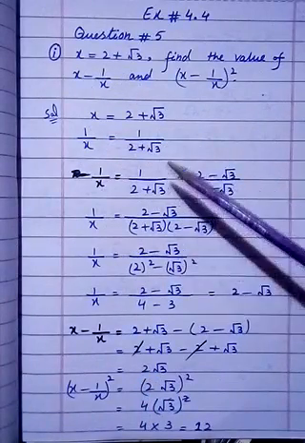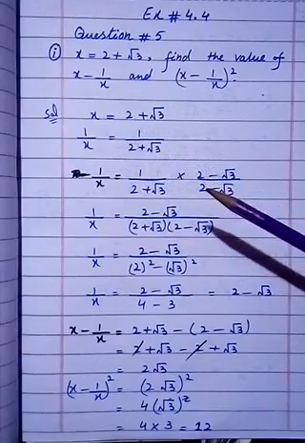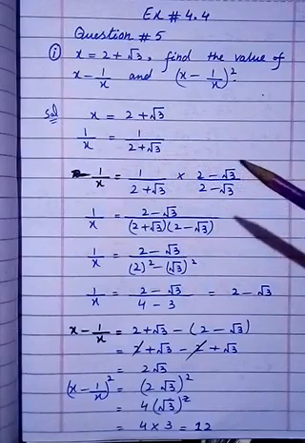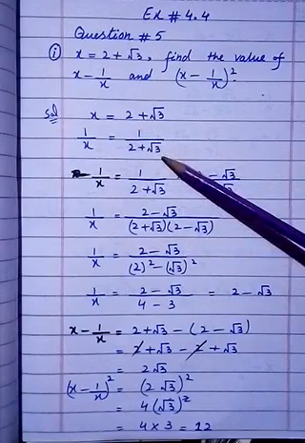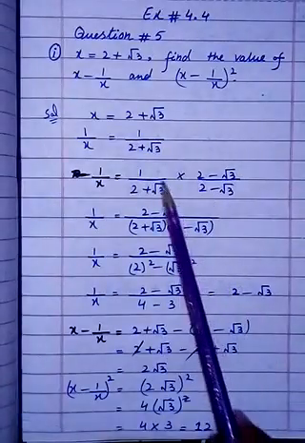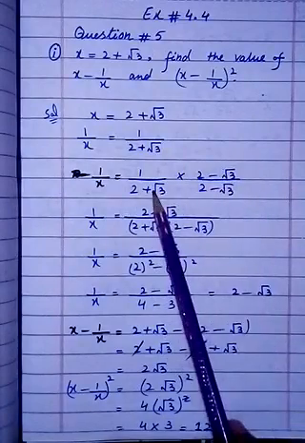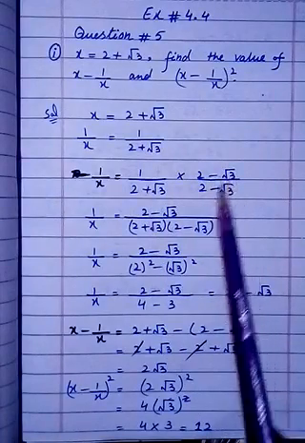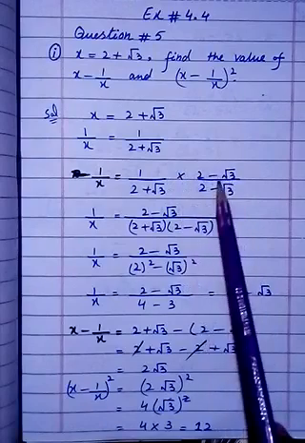So first of all you have to rationalize this. The purpose of rationalization is that you have to remove the under root, you have to remove the surd term from the denominator. Now take the conjugate of the denominator. 2 plus under root 3, its conjugate is 2 minus under root 3. You have to change the middle sign. Now multiply by the conjugate 2 minus under root 3 divided by 2 minus under root 3.